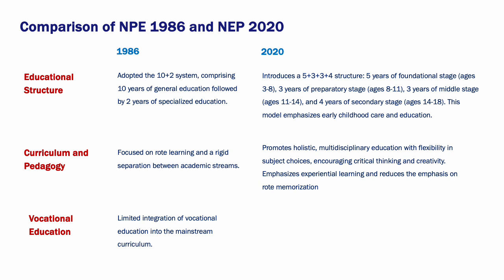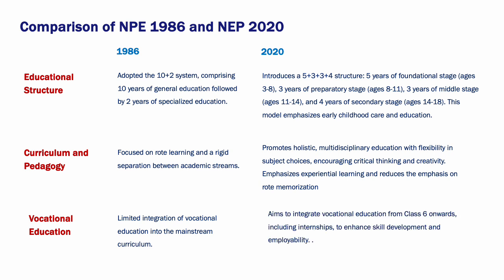Vocational education. While 1986 had limited integration of vocational education into the mainstream curriculum, 2020 aims to integrate vocational education from class 6 onwards.